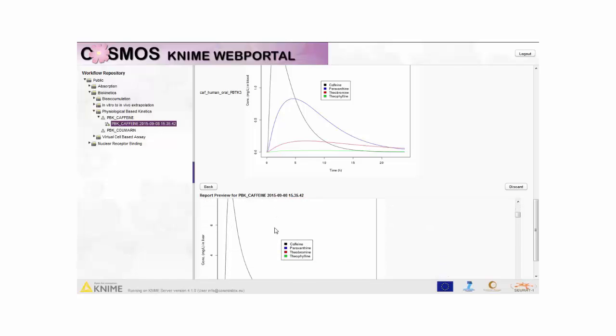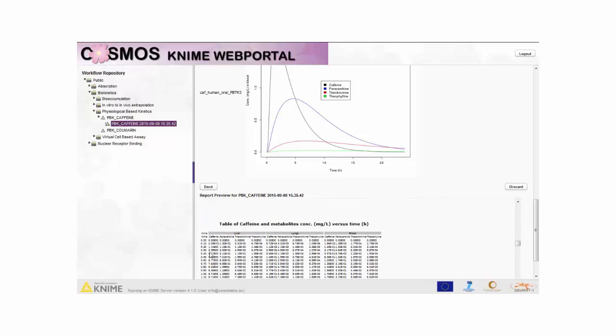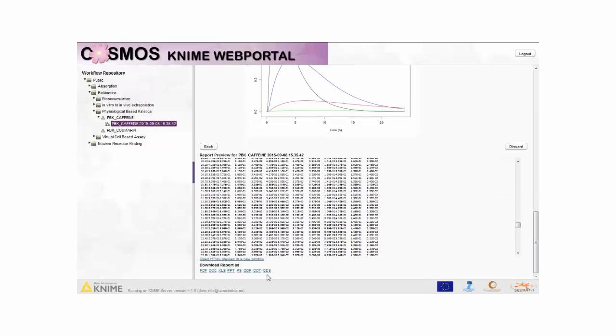You also have, again, the graphical representation, and at the end, you have the concentration and the time. For each time point within 24 hours, you will have the concentration at that time point, at 0.1 interval. You can then download a report, and here have all the different options. And with this, you can further use the results for other analysis.